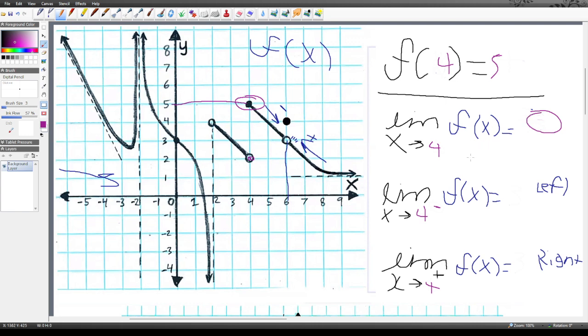We're going to skip this one for right now. It's better to evaluate from both sides first, then you can evaluate this one. So let's give it a try. The limit of f of x as x approaches 4 from the left side. This signifies that it's approaching x equals 4 like this, and it's approaching 2.